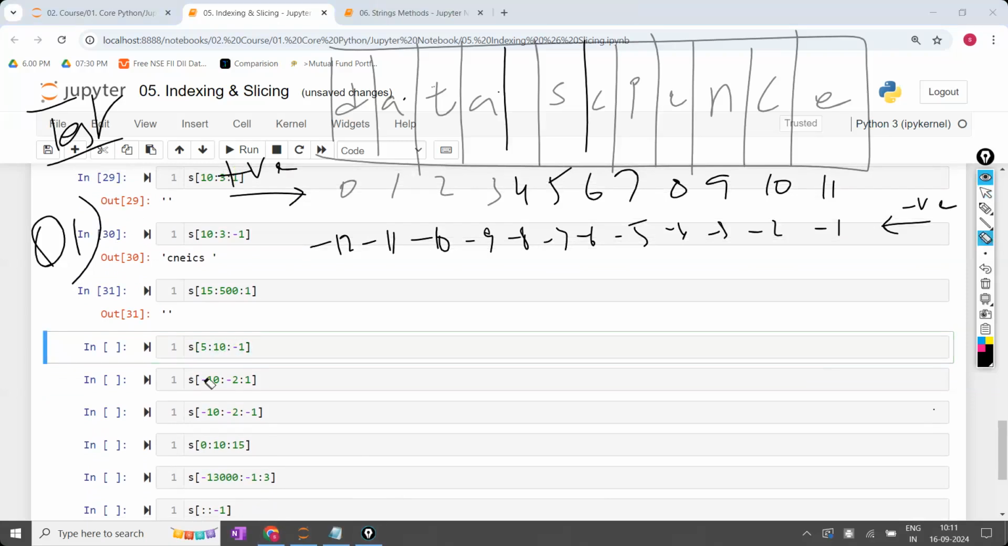Okay, question number 2. Starting point 5, ending point 10. Direction, negative direction. What is the output? It is an empty string, because from starting to ending, it cannot move in this direction. So the output is empty.